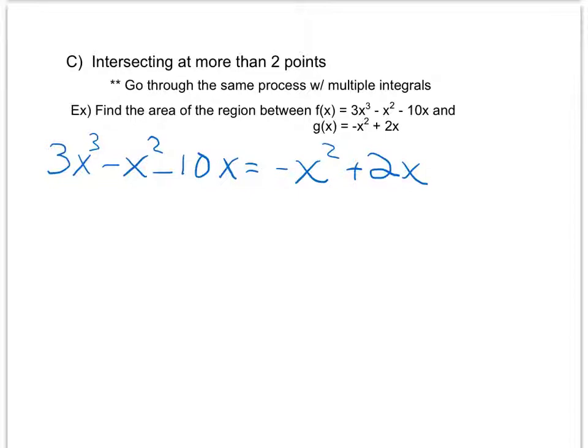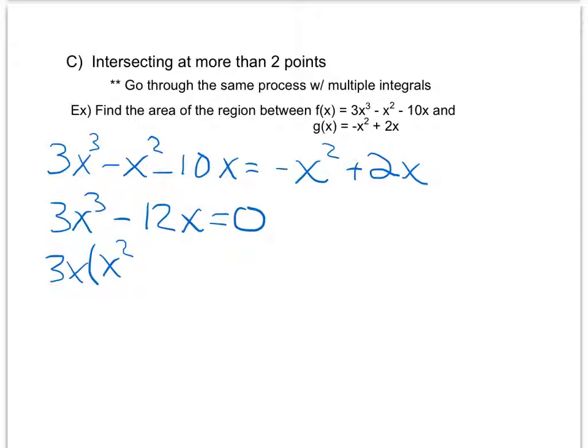So working through and solving this, I'm going to move everything over. So I'm going to add the x squared, so my x squareds will cancel. I'm going to subtract the 2x, so I end up with 3x cubed minus 12x equals 0. I can factor out a 3x, giving me x squared minus 4 equals 0. So I know x can be 0, x can be positive 2, and x can be negative 2. So I have intersecting again at more than 2 points. So all I'm going to do is set up 2 integrals.